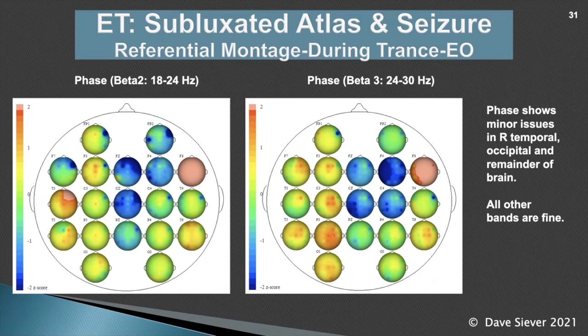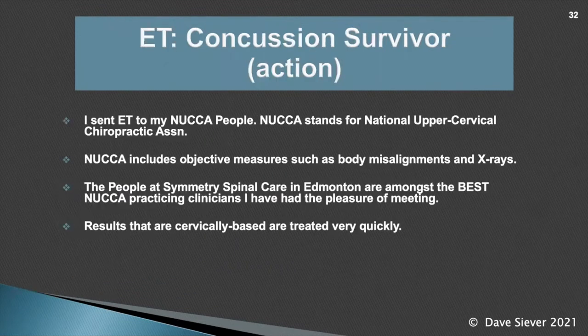But typically a lot of EEGs don't look at phase. And if the database doesn't have a phase measure, it's not very useful, in my opinion, for looking at concussions at all. And certainly not for looking at people with subluxated atlas bones. So what did I do? I sent ET to my NUCA people.